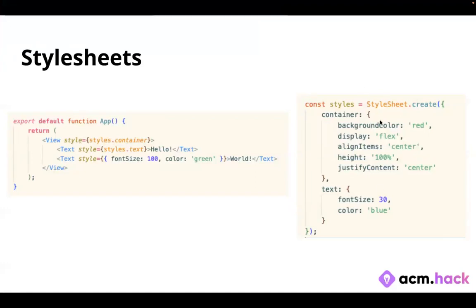Now the style sheet just goes at the bottom after this function, probably. And you can see that it has a property called container, which has background color red, display flex, and a bunch of other properties. Then we have some text called hello, which has styles.text, and that is another property of the style sheet, which has a font size of 30 and the color blue.